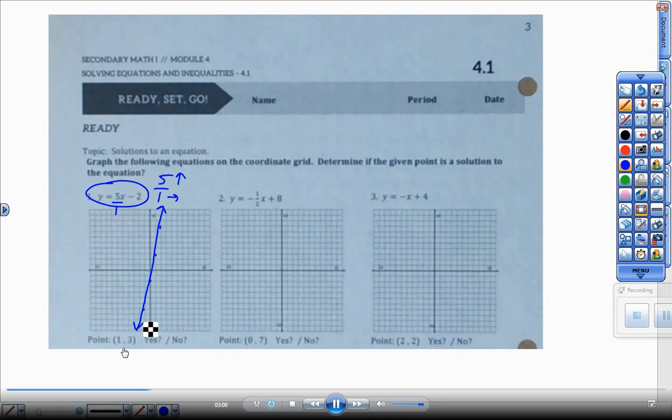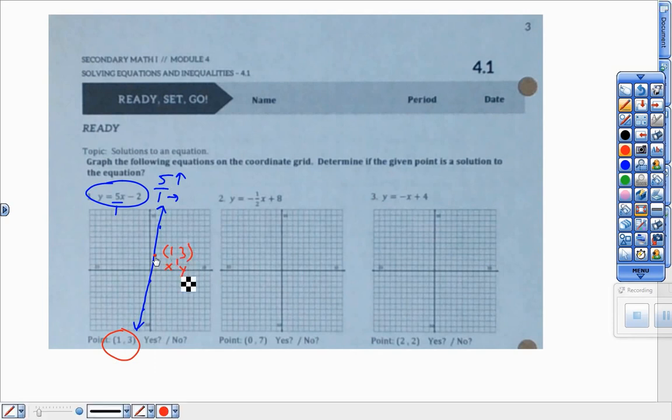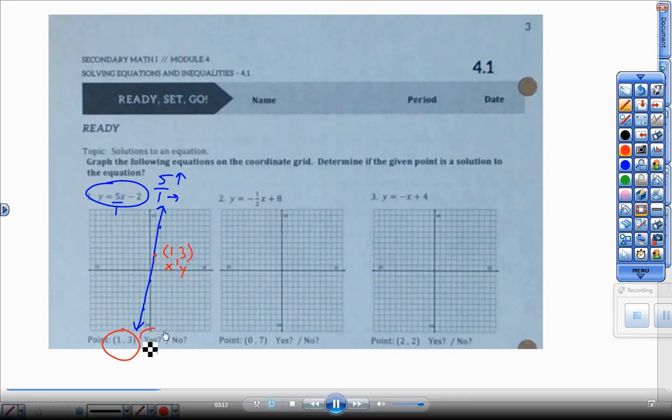And then we want you to see if the point 1 for x, 3 for y is on that line. So if I go over 1, up 3, I could clearly see that that point is on that line. That would be a yes.